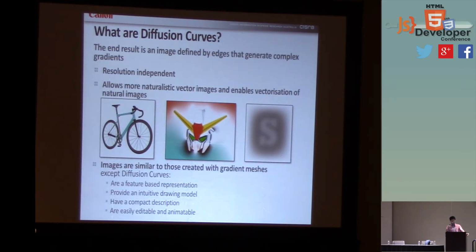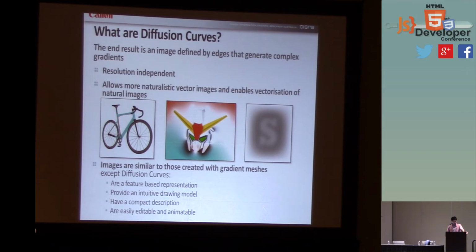So diffusion curves are a great tool for authoring images and gradients, but there are some other nice features that make them really appealing. So their definition is a vector format, so they're resolution independent. And so they address one of the major limitations of vector graphics, and that is creating naturalistic fills. So another aspect of this is that they provide a nice target for the vectorization of natural images, so converting photos and such to resolution-independent formats.